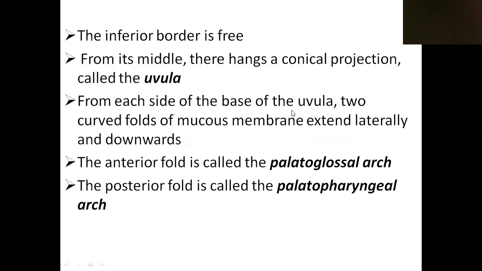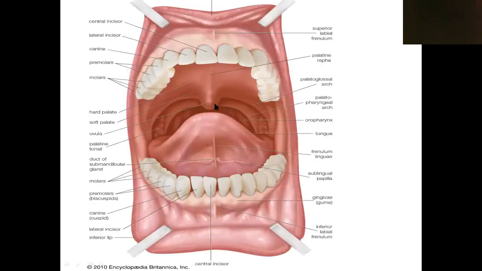From each side of the base of the uvula, two folds run laterally. What are the two folds? The palatoglossal fold and the palatopharyngeal fold. This is the uvula; the base is this area, and this is the tip. From the base, two folds run laterally. This anterior one is the palatoglossal fold, and this posterior one is the palatopharyngeal fold.